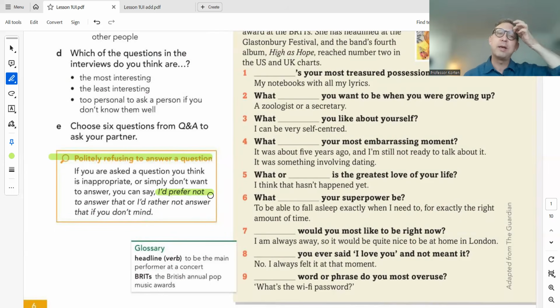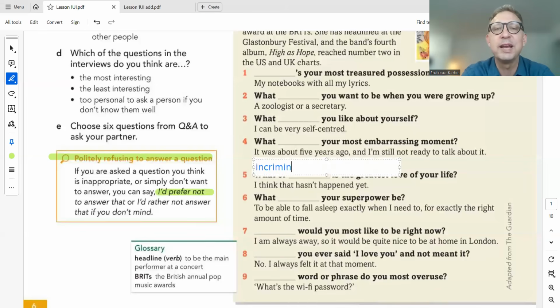You can also say, I'd rather not answer that if you don't mind. That sounds like it's something for the courtroom, that you don't want to answer something because it might incriminate you. Incriminate means if you say something, you could render yourself guilty. This is a nice word, incriminate. So oftentimes we don't answer questions in the courtroom, not that we've been there, but we wouldn't answer a question if it will incriminate us, if it will cause us to be found guilty of something.